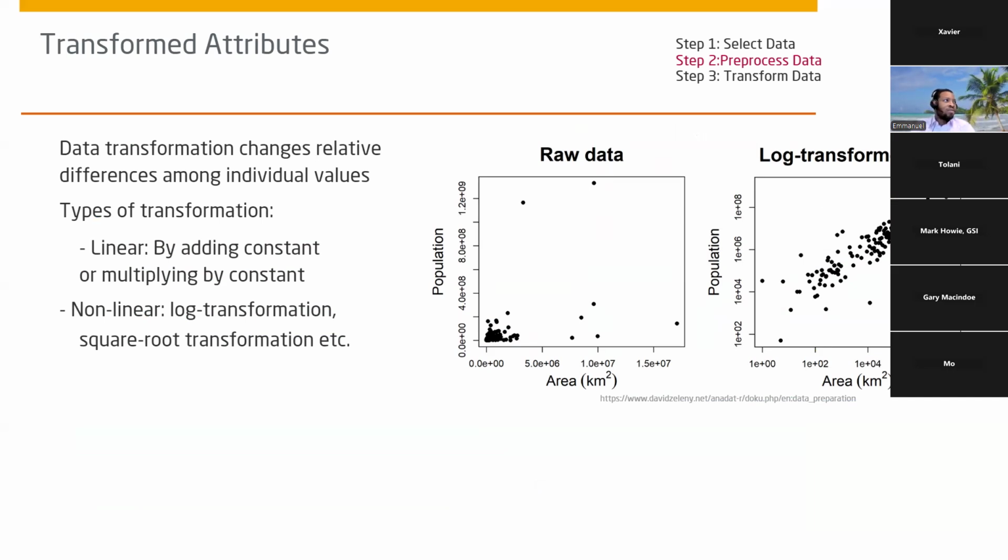So data transformation, in this particular instance, we are looking at the transformed attributes. If you look at the raw data and the log transform data, you can see that the raw data is scattered, but after applying the log transform, we have a data set that shows a particular pattern that we might not notice without it being log transformed.